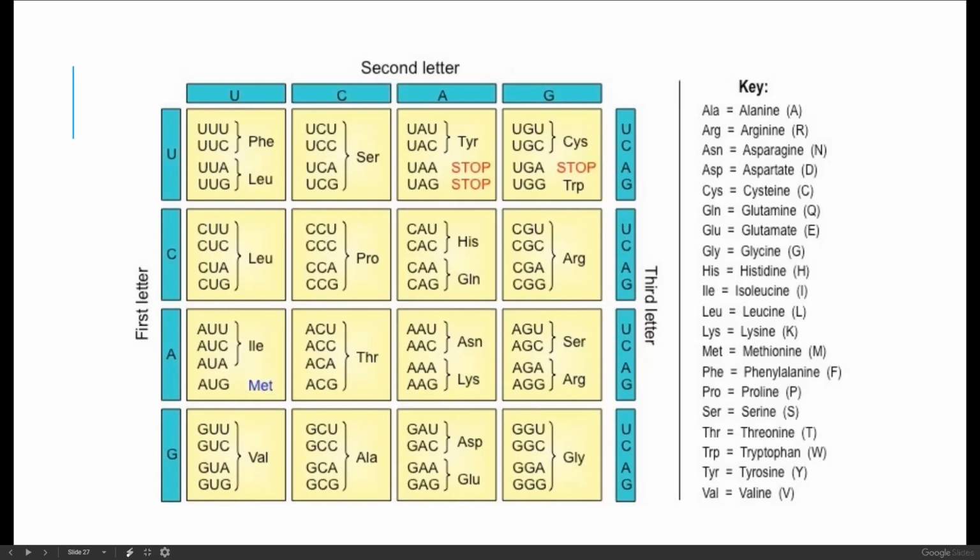That is the reason why thymine should be converted into uracil in order for the messenger RNA to carry this information. Remember that the start codon is AUG, or the methionine, and the stop codons are UAA, uracil adenine adenine, UAG, uracil adenine guanine, and UGA, uracil guanine adenine. Okay.